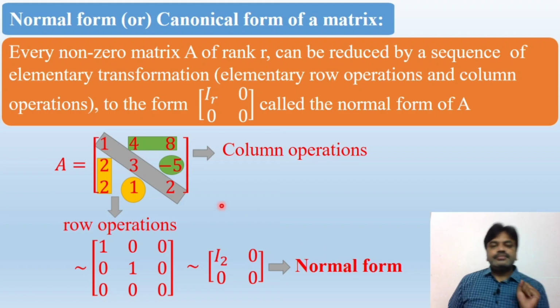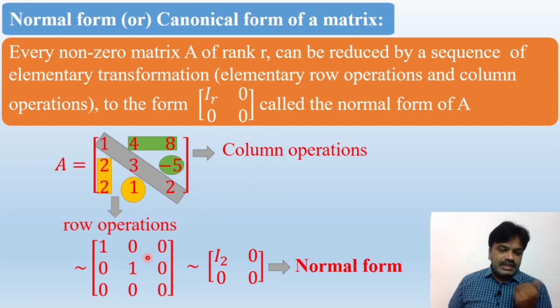Once again, given a matrix, apply row operations to make the elements below the diagonal 0 and apply column operations to make the elements above the diagonal 0. Apply both row and column operations till getting the form [1 0 0; 0 1 0; 0 0 0] or [1 0 0; 0 1 0; 0 0 1]. If the last is 1, it can be written as I_3. Here the last row is 0, so the number of non-zero rows is 2, so [I_2 0; 0 0]. This form is called normal form and the rank of the matrix is 2.